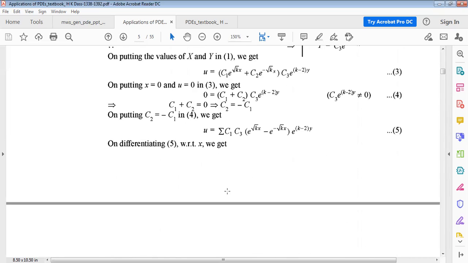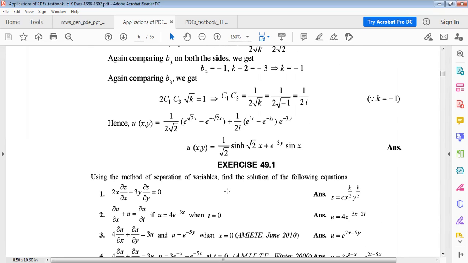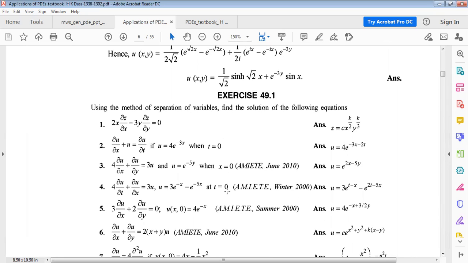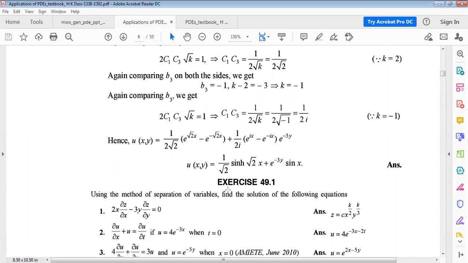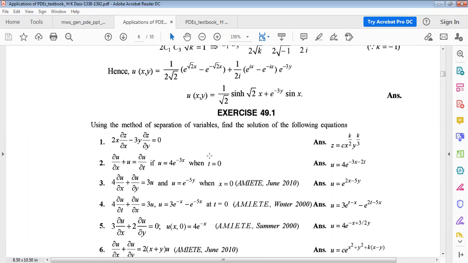Similarly, the 5 examples will be homework for you, and you will try to solve 1, 2, 3 only. Only 1, 2 and 3.